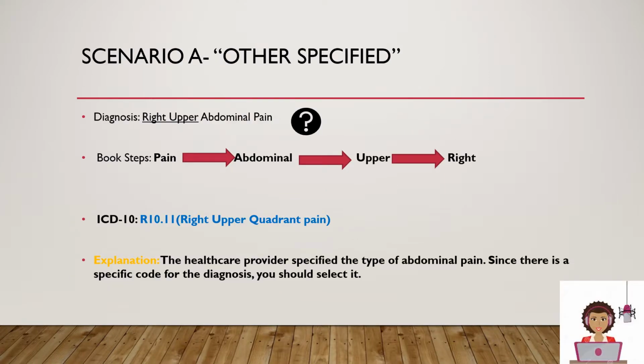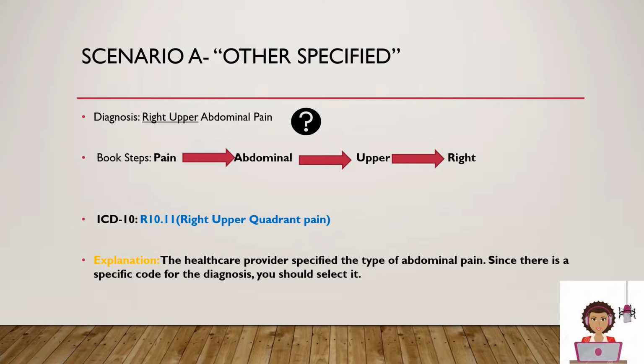So in our first scenario, scenario A, we're going to focus on the other specified. So the diagnosis is the diagnosis that the provider has assigned to the patient's encounter, which is the right upper abdominal pain. So for those of you who want to follow along in your ICD-10 book, I provided the book steps to guide you to that specific diagnosis code in your alphabetic index. So you would go to pain, then you would go to abdominal or abdomen, then to upper, and then to right.